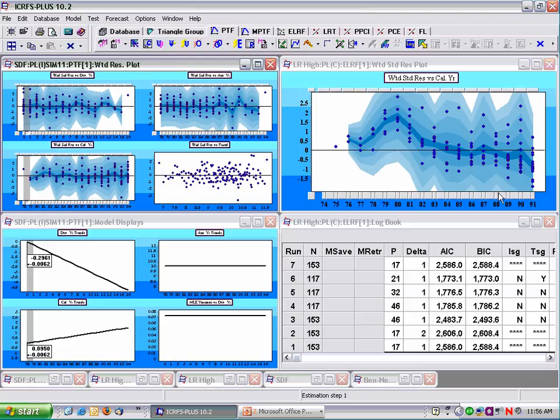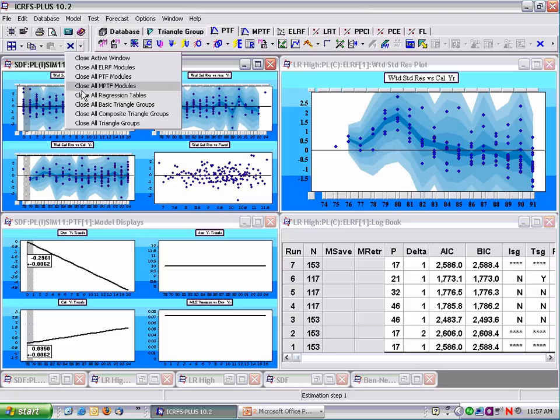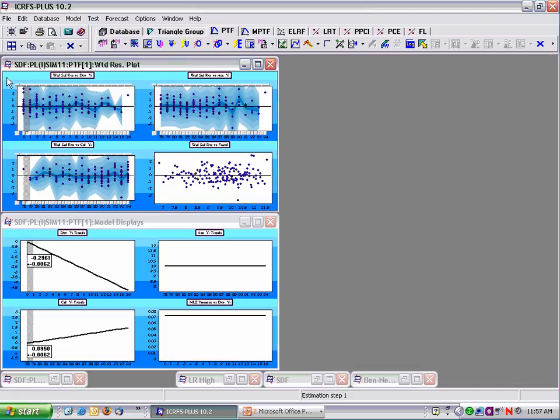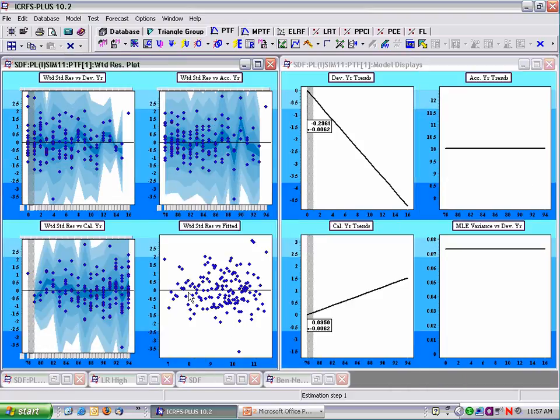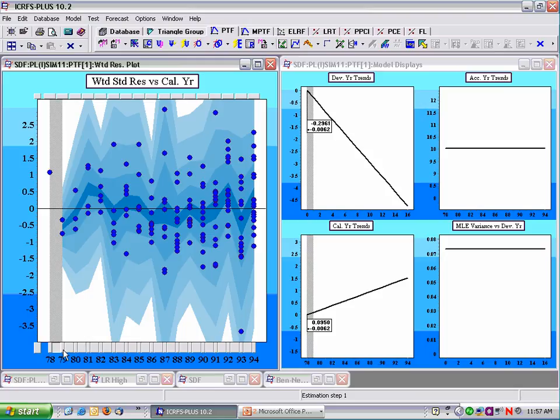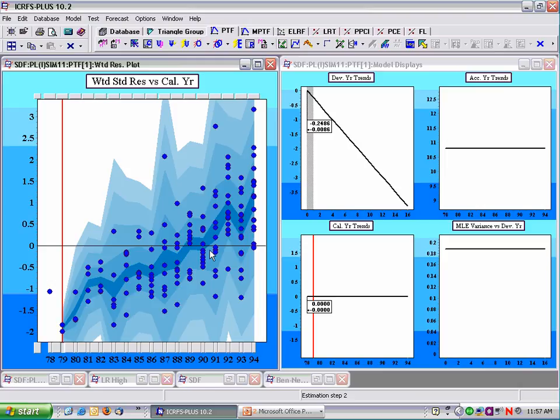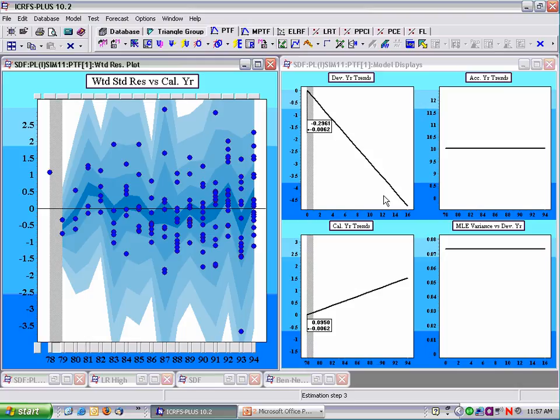Now, you can see an outlier down here. Let's close ELRF. If we set the inflation to 0, then the trend in the method is much lower than the trend in the data, and you'll see that the residuals are growing. Let's estimate the trend in the data, which is around 10%.